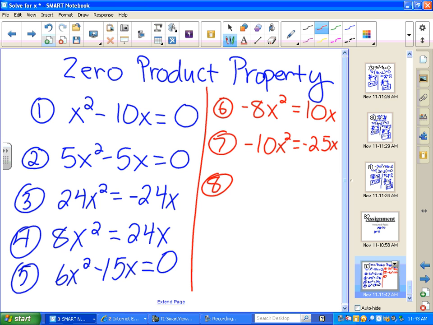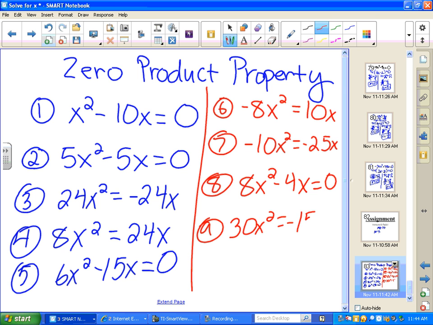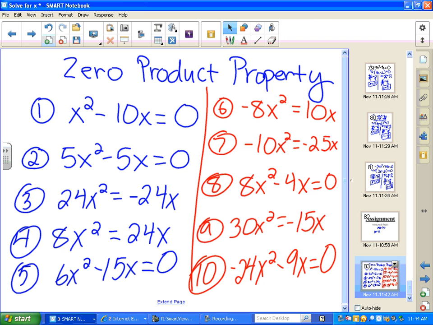Number 8, 8x squared minus 4x equals 0. Number 9, 30x squared equals negative 15x. Number 10, negative 24x squared minus 9x equals 0.